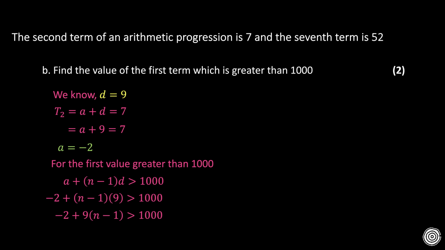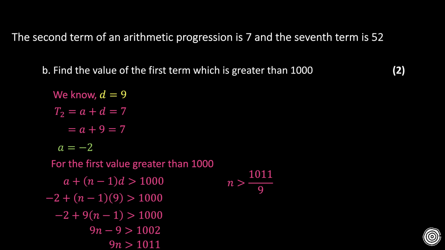So this is now just basic algebra. I'm just going to expand and simplify, and that leaves me with 9n minus 9 is greater than 1,002. So you can see I brought that minus 2 over to the other side, and then I'm going to bring that 9 over to the other side, and I've got 9n is greater than 1011. Divide both sides by 9. n is greater than 1011 over 9.